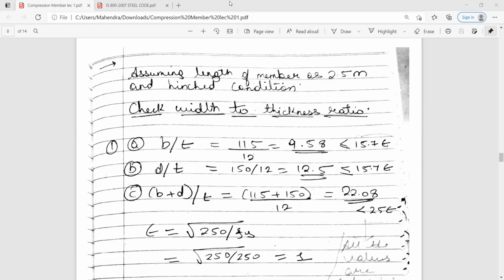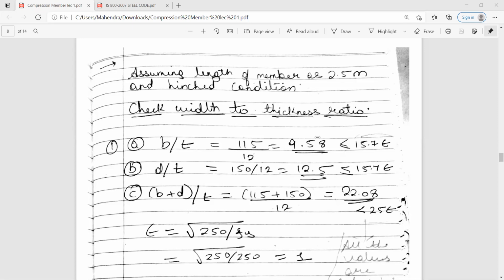So first condition is B by T. B is 115 and T is your thickness. The thickness given is 12 mm. So 115 by 12 that is 9.58 should be less than or equal to 15.7 epsilon. Now the formula to calculate epsilon is under root of 250 by fy. So the yield stress we are again going to assume as 250. So the value of epsilon we get is 1. That is 250 by 250, it will be 1.